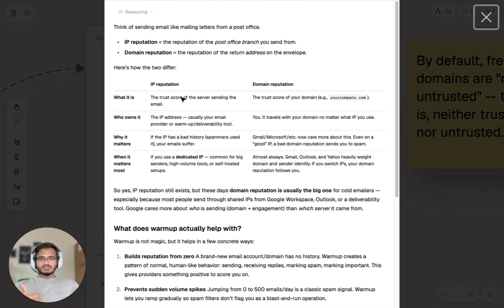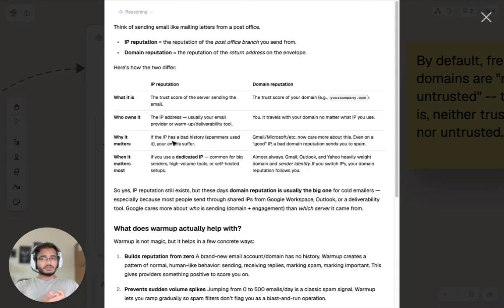IP reputation is the trust score of the server sending the email. We've already covered this. The domain reputation is the trust score of your domain. The IP address is usually owned by the email provider. In the case of ColdSend, we use the IPs of Azure Communication Services, and I'll discuss those shortly. What that really means is, your domain reputation is tied to your domain. So if in the past you've sent spam campaigns from your domain, or if your domain is fresh, or maybe your domain is already blacklisted or whatever, then it doesn't matter what kind of IP we provide you, it's going to go into spam anyhow.